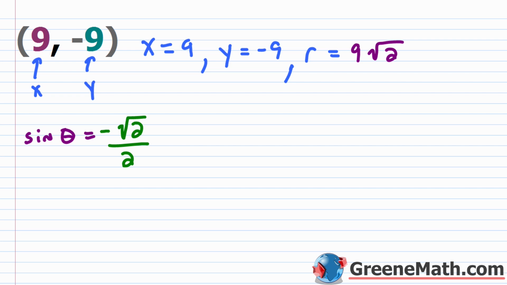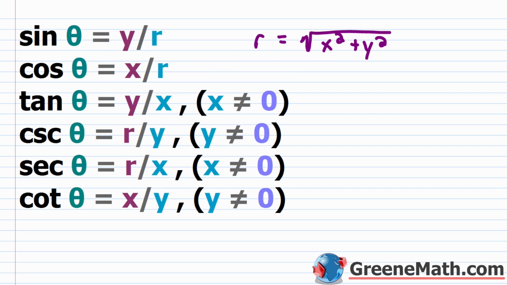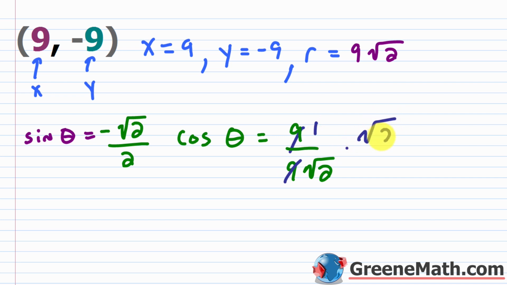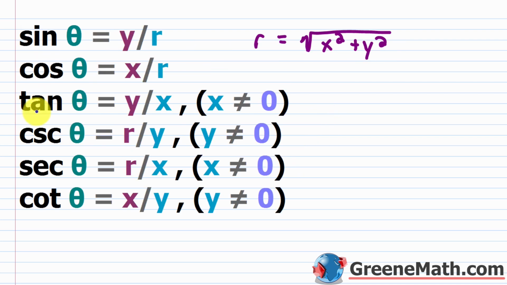And so now let's look at the cosine of theta. So this is x over r. So the cosine of theta, this is x over r, x is 9, and again, r is 9 times square root of 2. And basically, you're going to get the same thing as this. When you rationalize, it would just be positive. So you would cancel this with this and get a 1 here, and you'd multiply the numerator and denominator by the square root of 2. And essentially, you'd have the square root of 2 over 2.